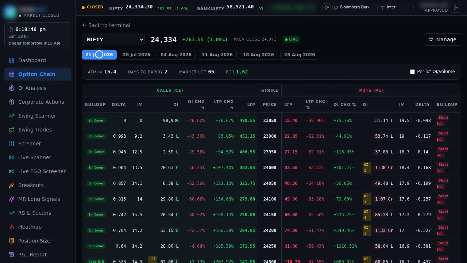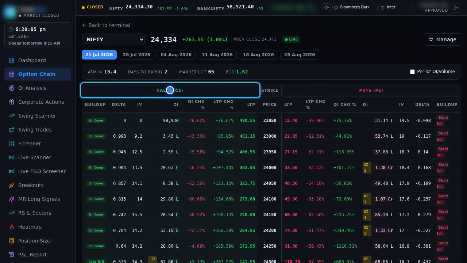Finally, this summary strip gives you the essentials at a glance: the days to expiry counting down, the market lot size, which is the minimum quantity you're allowed to trade in one go, and two numbers we will spend real time on shortly, the ATM implied volatility and the PCR.